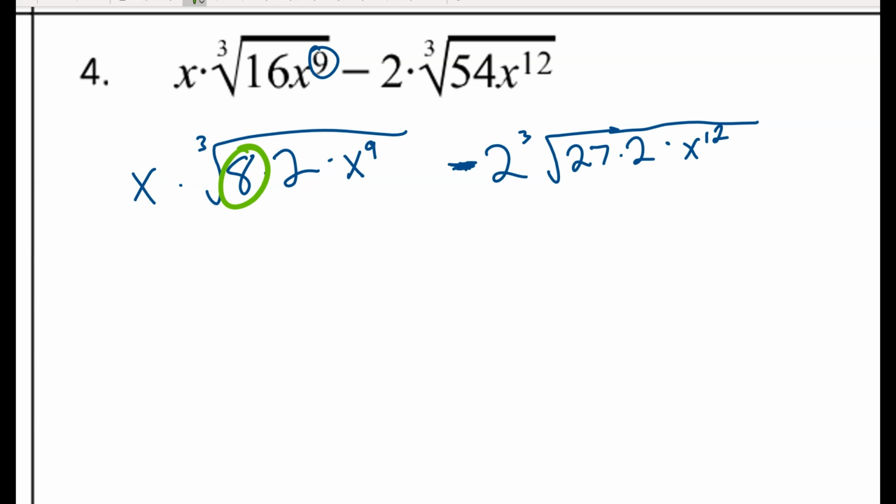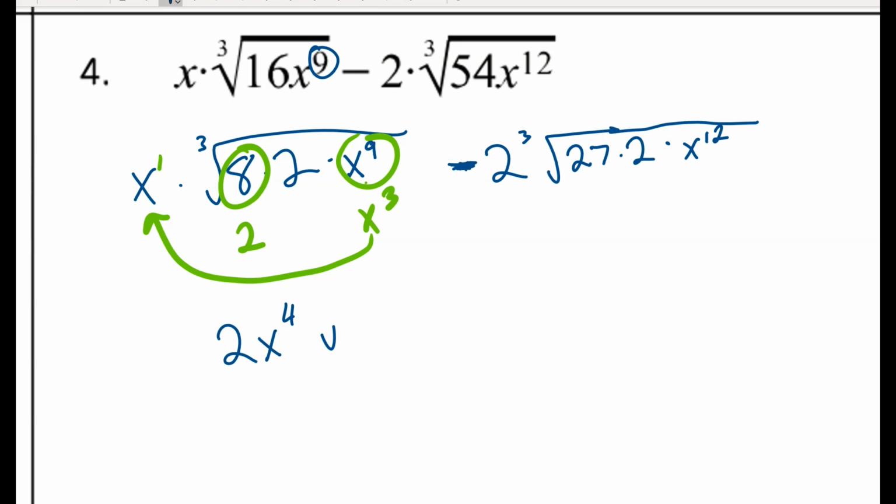The cube root of 8 is just 2. And the cube root of x to the 9th is just x cubed. So if I multiply the 2 and the x cubed on the outside, think about this, you'd be multiplying the x cubed to that x to the first. So it would actually become 2x to the 4th on the outside when you add those exponents. And you still have the cube root of 2.